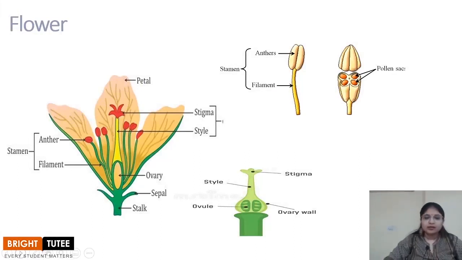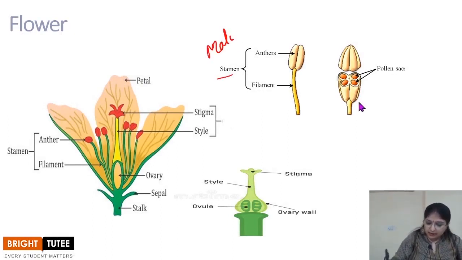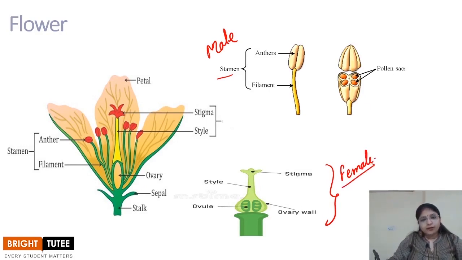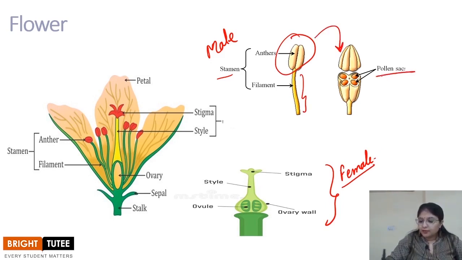When we talk about the flower, there are two parts of the flower, that is stamen and pistil. Stamen is the male part, whereas pistil is the female part. Now we've already studied the male part is made up of anther and filament, right?